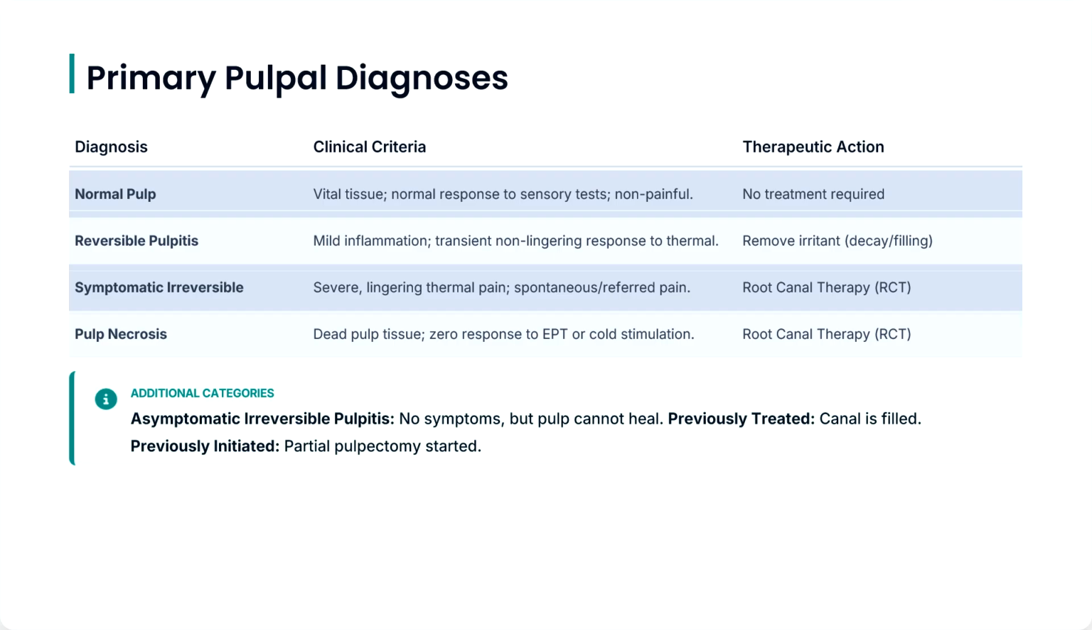If it's reversible, it'll be mildly inflamed. This is kind of the first step. So this is normal. Everything's fine. Normal response, vital tissues, not painful. Cool. No treatment. Reversible: mild inflammation, and then transient or non-lingering. Transient just means it's not lingering, but there was something there. Like maybe they had their hand up for 2 to 3 seconds, not 5, and then put their hand down. What do you want to do with this? We'll just remove it.